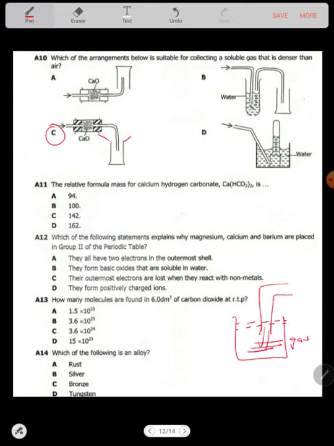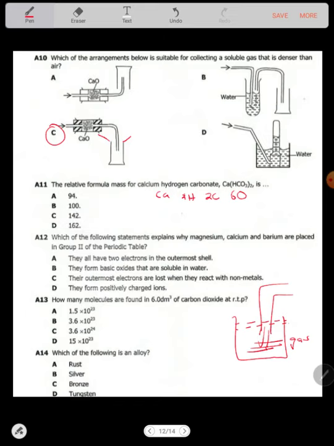The relative formula mass of calcium hydrogen carbonate, Ca(HCO3)2, is, now we have calcium. Now do this. Remember this 2 here means multiplying everything. We have 2 hydrogen, we have 2 carbon, and 2 times 3 here, we have 6 oxygen.